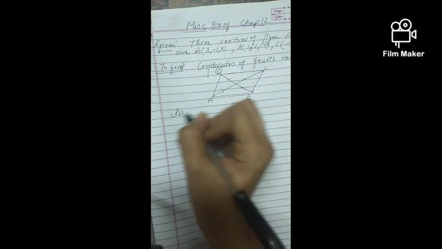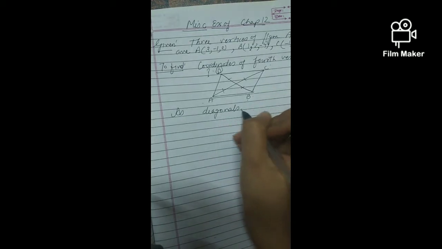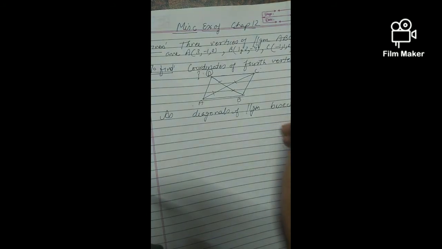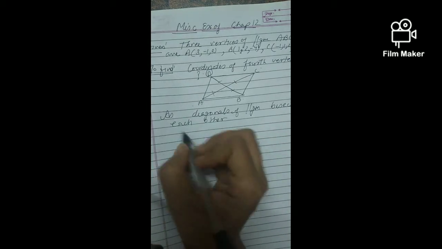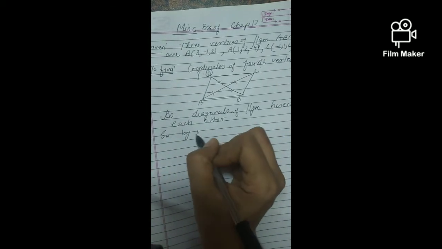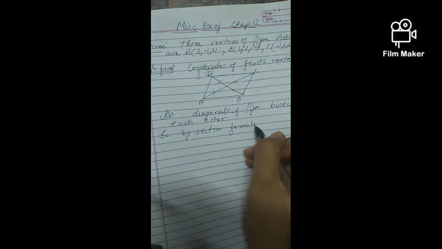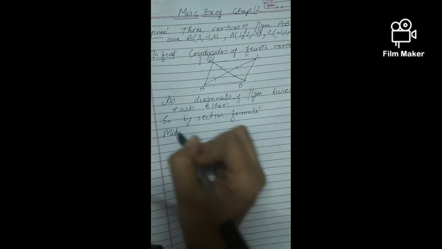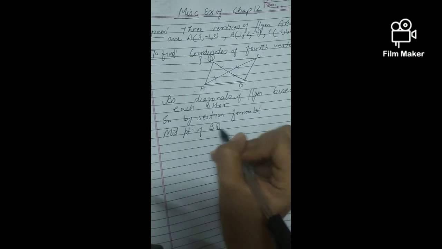We will write down: diagonals of parallelogram bisect each other. Okay, so the bisection formula. First of all, let us write down the midpoint of BD, we will find the midpoint of BD.